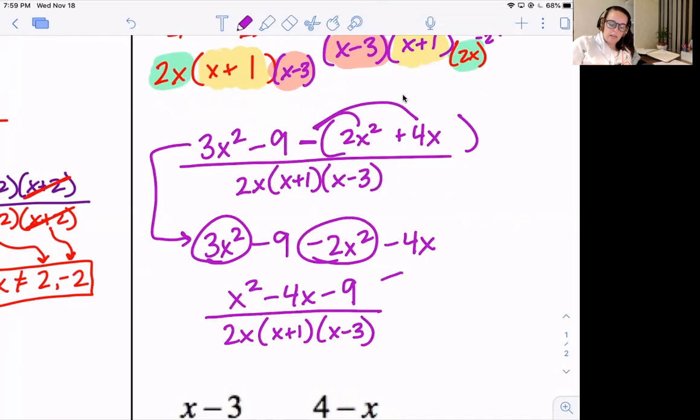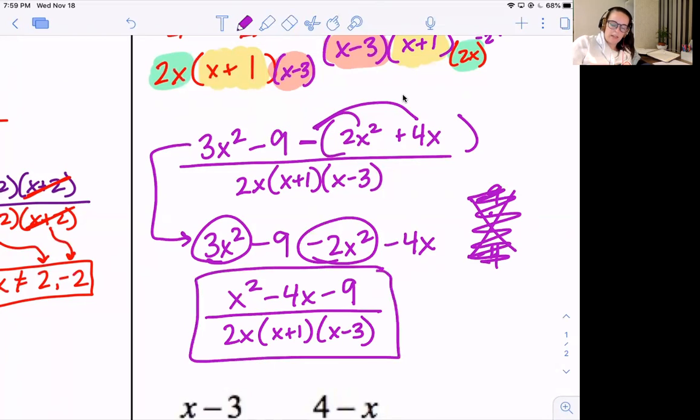I'm going to go ahead and try to factor this if I can. I need two numbers that multiply to get negative 9 and add to get negative 4. 9 is 1 and 9. That's not going to work. It's also 3 and 3. That's not going to work. And that's it. So there's no way to factor this. And so I'm actually just going to leave it the way that it is. So this is my answer.